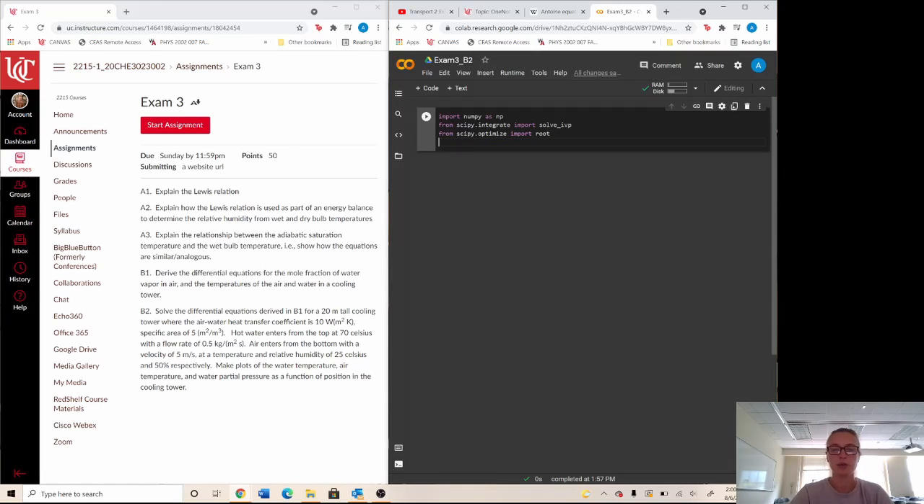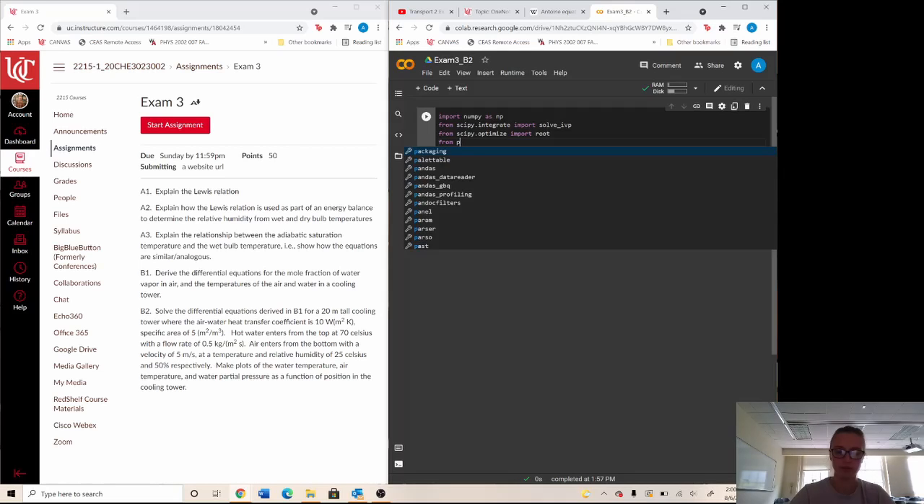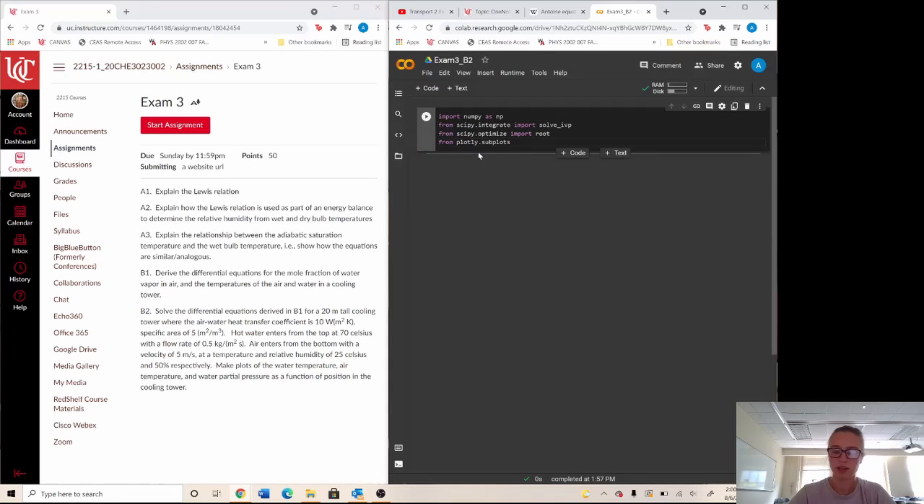And then after we have found the values across the different heights of the cooling towers for all three of our differential equations, we want to graph them. So in order to do this, I'm going to import the make subplots tool from plotly.subplots. From plotly.subplots, import make subplots.